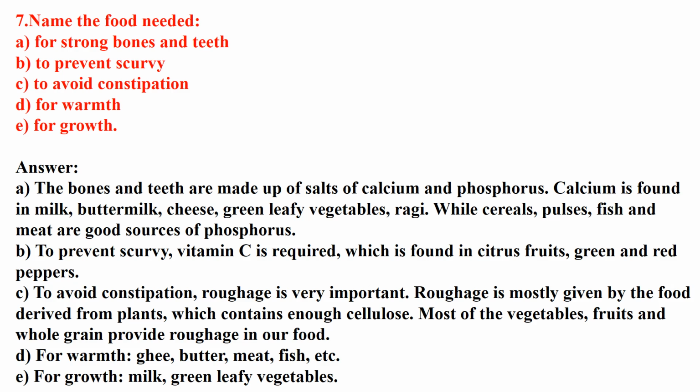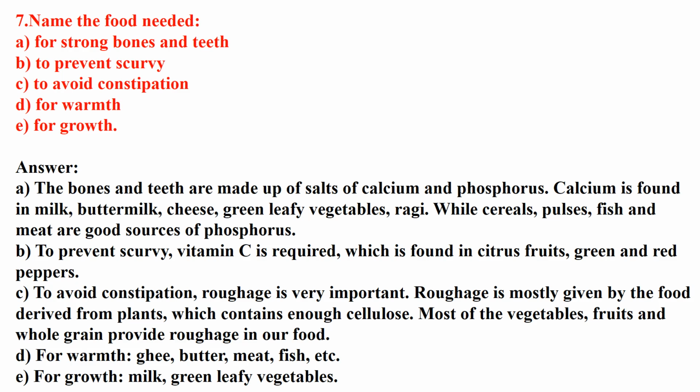Next, to prevent scurvy, vitamin C is required, you have already known about that. What are the foods which are mainly rich in vitamin C? Citrus foods like lemon, orange, papaya, strawberry, etc. These all are rich in vitamin C, and also green and red peppers.